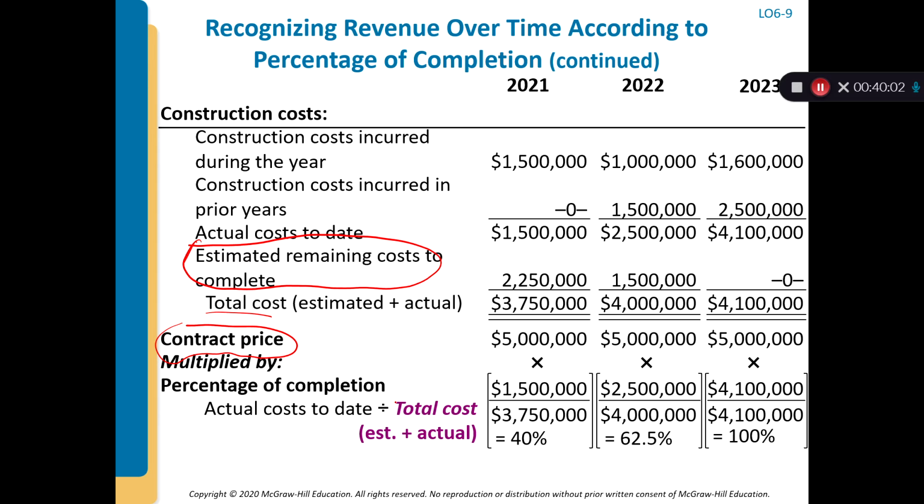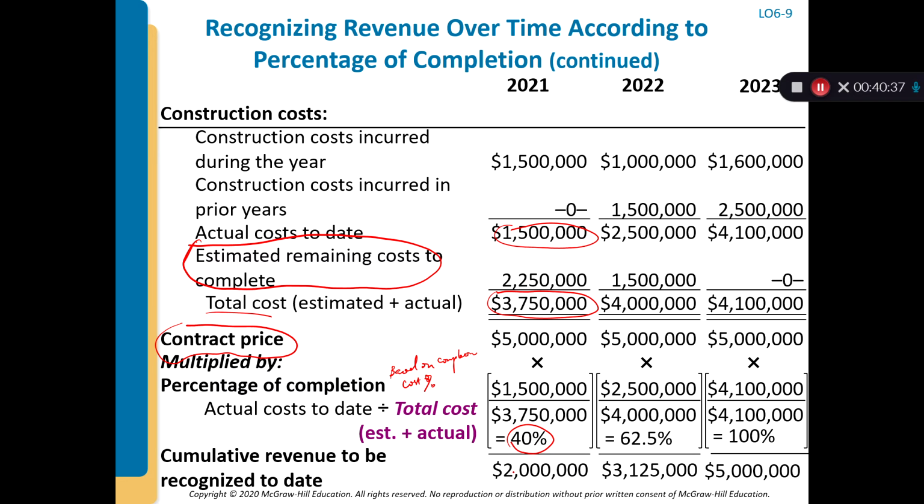So the percentage of completion is based on the cost completion percentage. In other words, the actual cost that happened, which is 1.5 million, divided by the total cost of 3.75. This means 40% of the project has been completed. Hence, I multiply by the transaction price, and therefore I get $2 million. Okay, the complication comes in here.